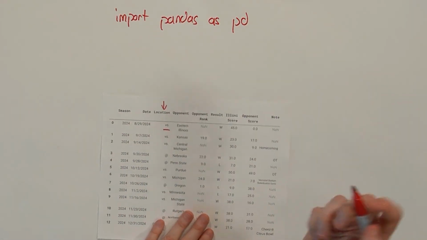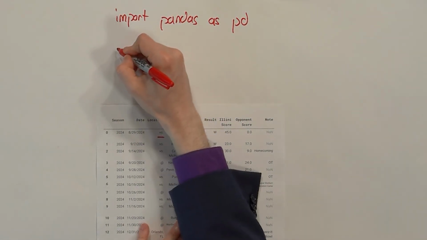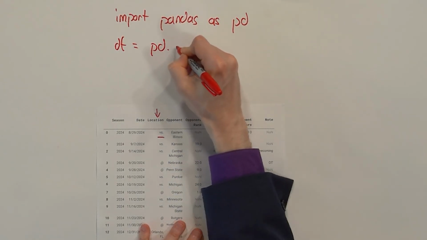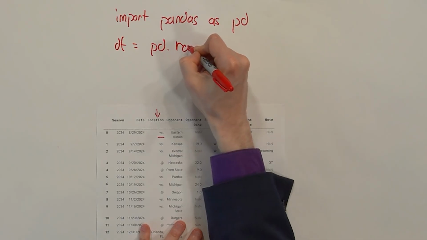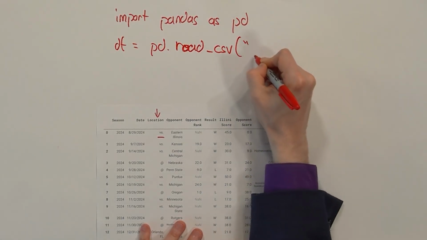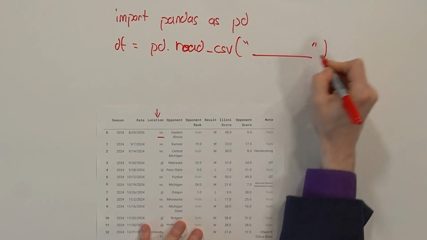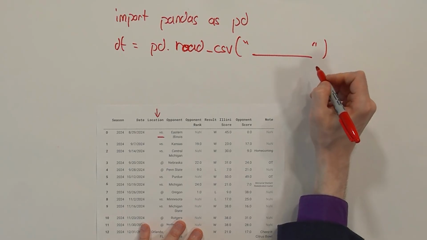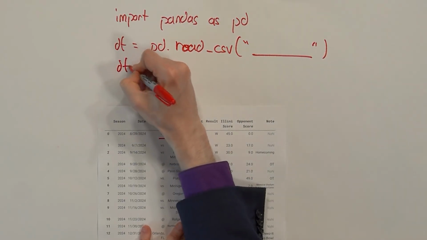Good. The second thing we need to do is load in the data frame. So we're going to do df is equal to pd dot read underscore csv, open parentheses, add the quotes, put the URL of the data frame, close the quotes, and close the parentheses. And then we can do df to just display the data frame.